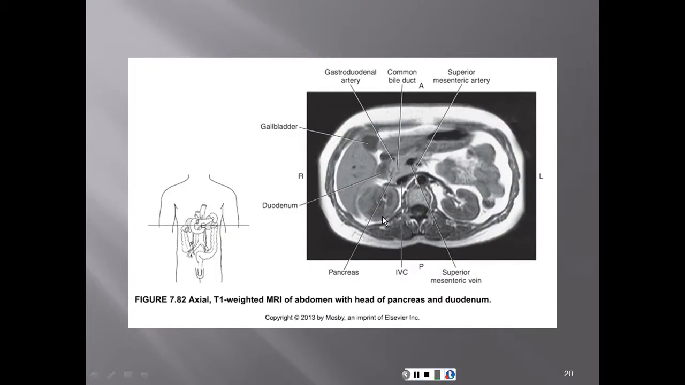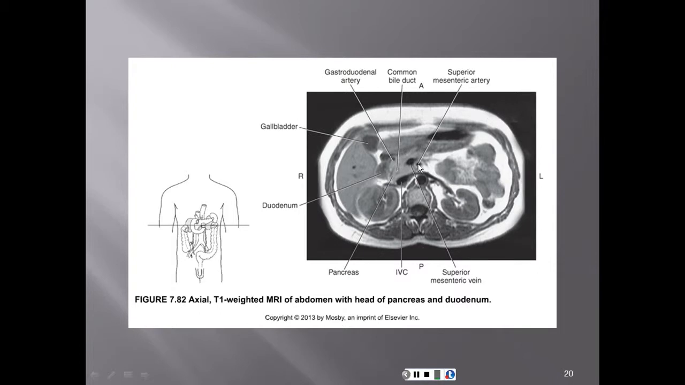This is an axial T1 weighted MRI of the abdomen with the head of the pancreas and duodenum. So if you're having difficulty finding the common bile duct, you know that it's going to be in the region of the head of the pancreas right there, and that's the duodenum, because the sphincter of Oddi lies right there in the duodenum, gallbladder fossa, liver, kidney. So you know that we're aiming for this region over here.